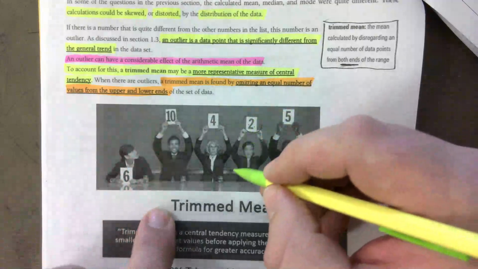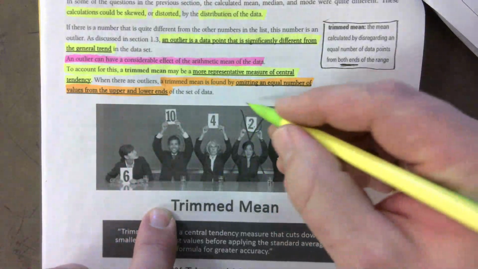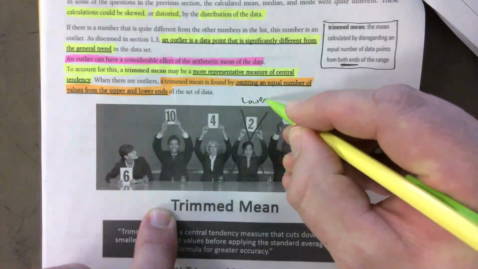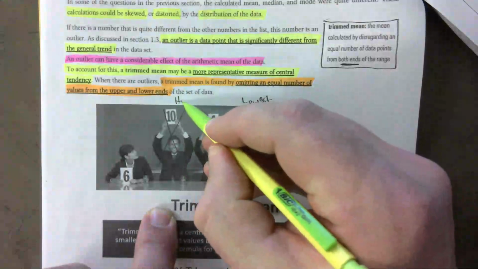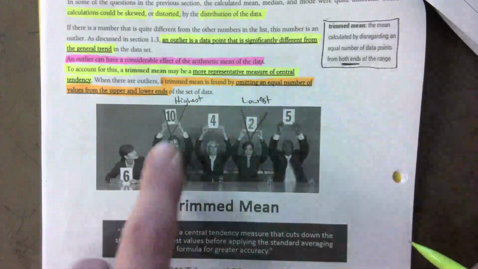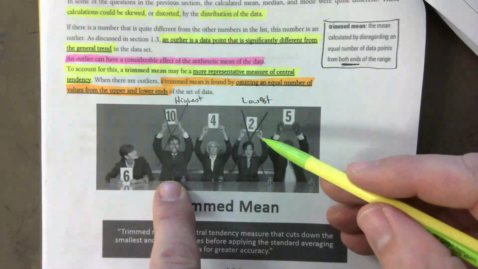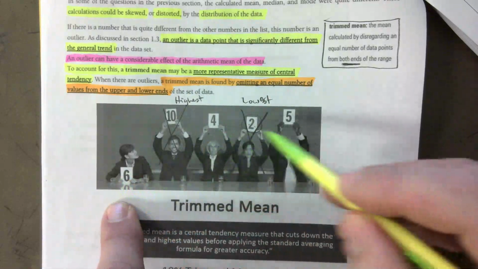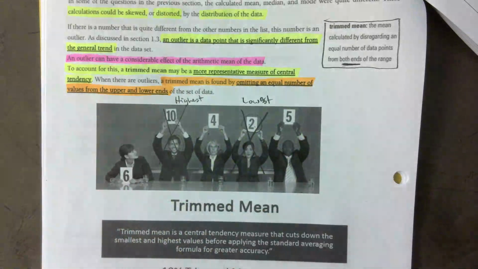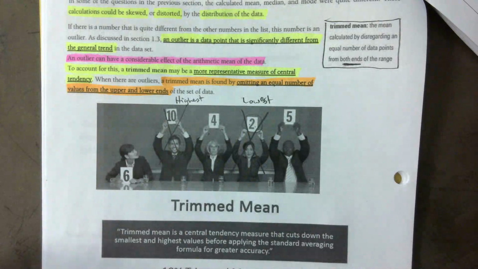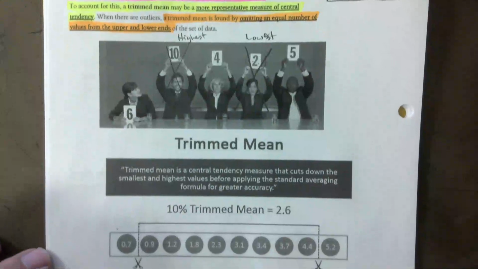So what we would do is we would say, well, let's omit the lowest and the highest. They're removed. And then we're just left with the three scores here. And so we would just find the average of the three scores that remain, and that would be more accurate. That would eliminate any bias that is in the set.